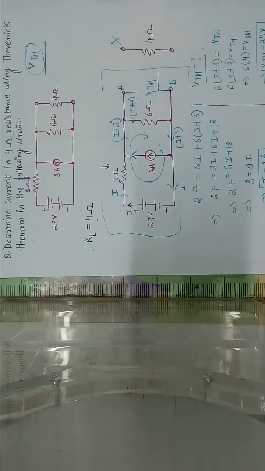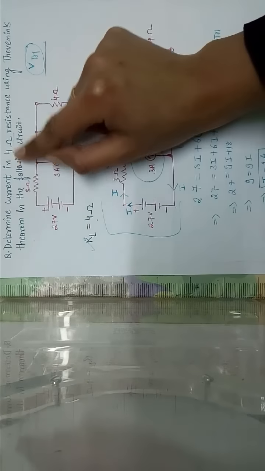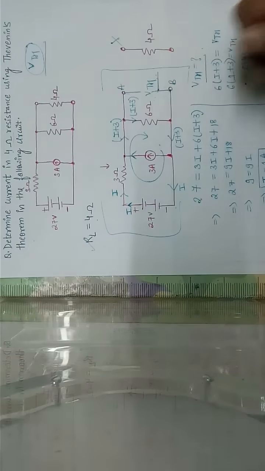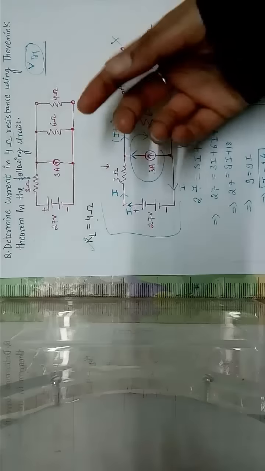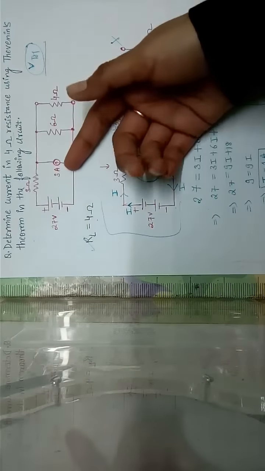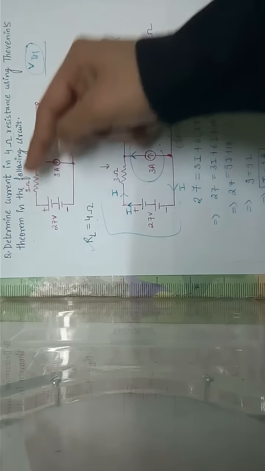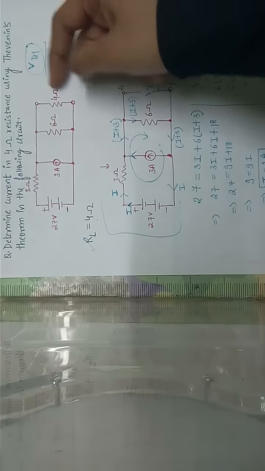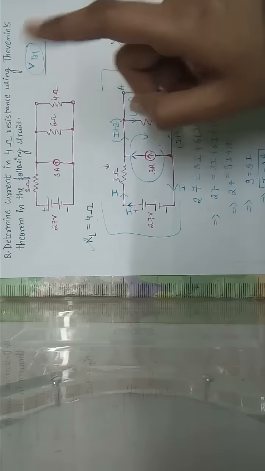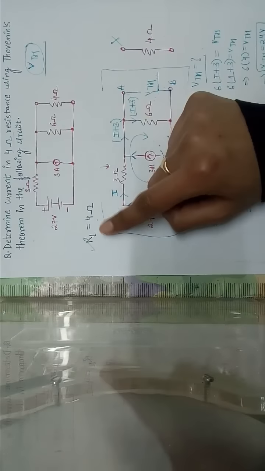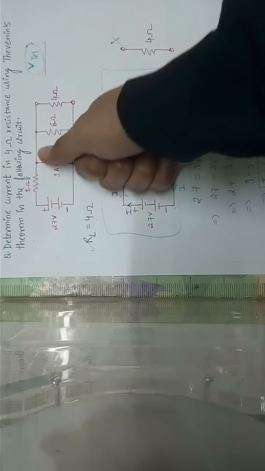Starting off from here, our basic aim was to determine the current in the 4 ohm resistance using Thevenin's theorem in the following circuit. Now, our initial circuit was this, like you can see over here, wherein we had a 3 ohm resistance, a 6 ohm, a 4 ohm, and we were supposed to find the current through this particular 4 ohm resistance. Our first step was to determine the load resistance, and we could do that as it was mentioned in the question.